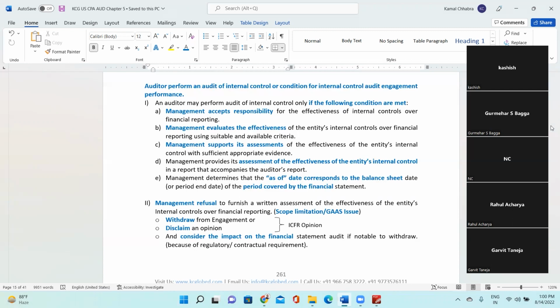Then fifth is management determines that as of the date corresponding to the balance sheet date, or for the period covered by the financial statement. So for the same period for which you are conducting the audit, the management should have done all their internal audit requirements. Then only will you accept and go for the engagement to perform the test on internal controls. Make sense?